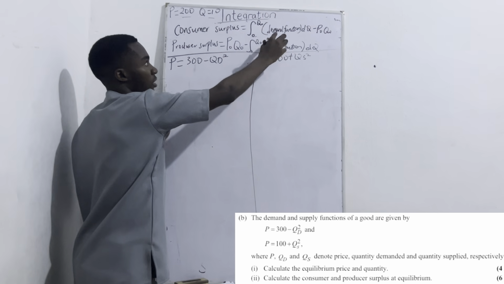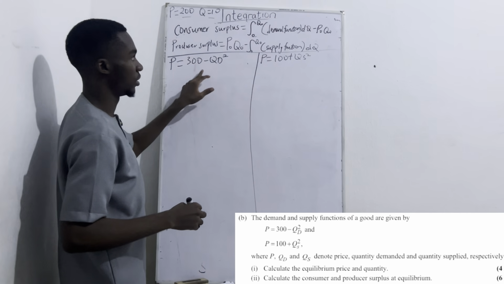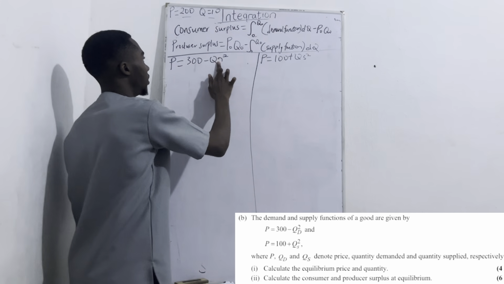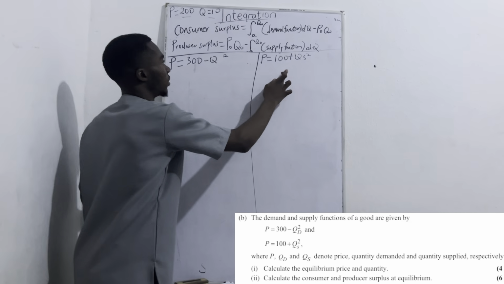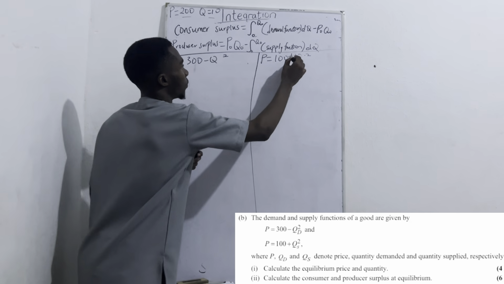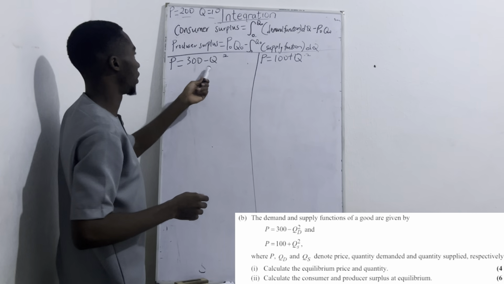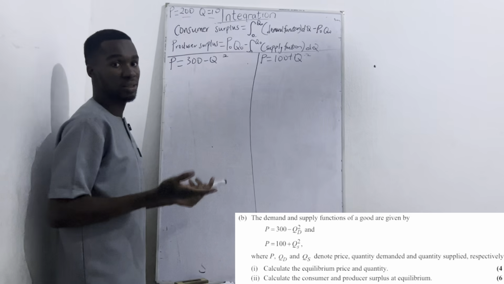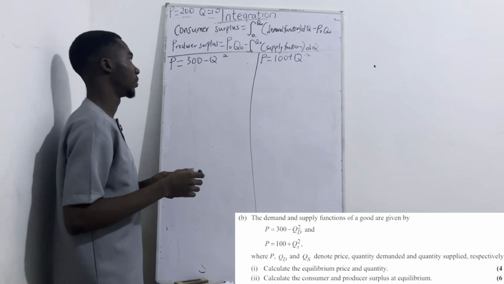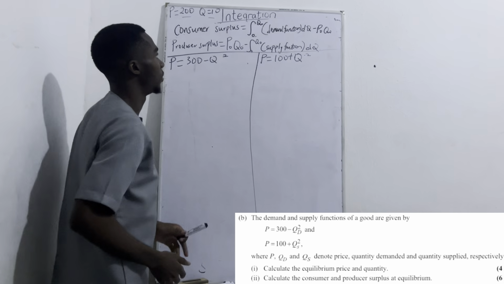Then you are going to integrate the demand function, which is this one. Do you get it? And since we said QD is equal to QS, we can just erase the D and erase the S. So now we get 300 minus Q squared and 100 plus Q squared. Since quantity demanded is equal to quantity supplied, they are the same, so you can just remove the D and the S from them. All right, so now you're going to integrate this, and you're also going to integrate this, you get it.